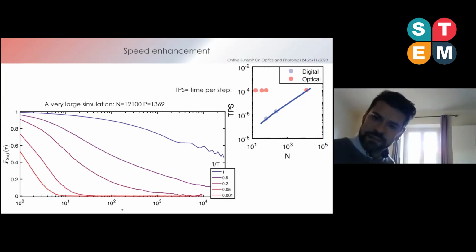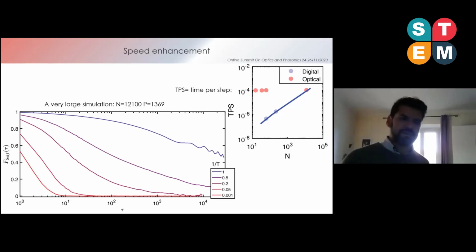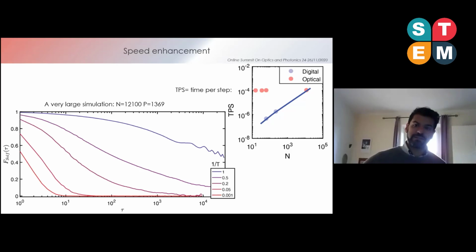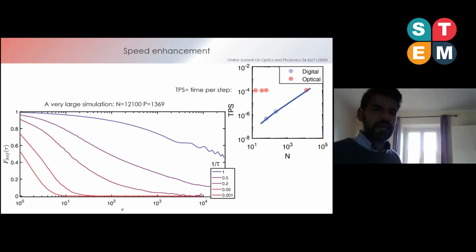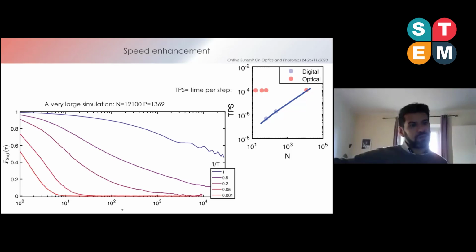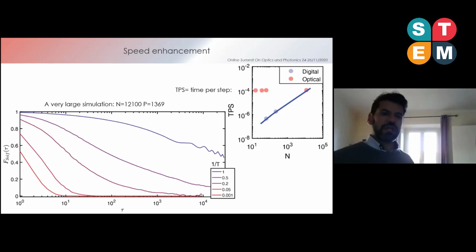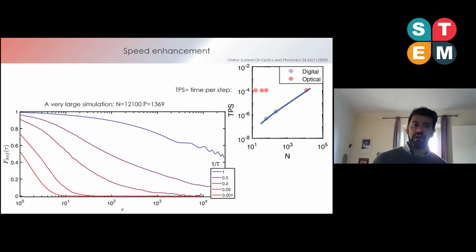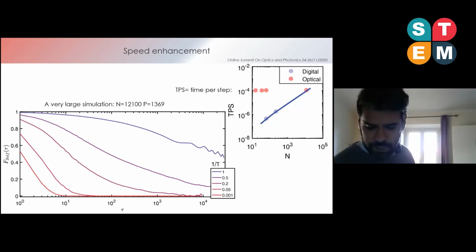And you see that the digital time, even if it starts faster, the time per step is increasing linearly with the number of spins, while the optical case is flat, because you don't need to increase the time with N. And so we beat the digital simulation at N equal to 1,000. And this is not the maximum that you can reach with our DMD. Actually, we can get at least 10 times this number.